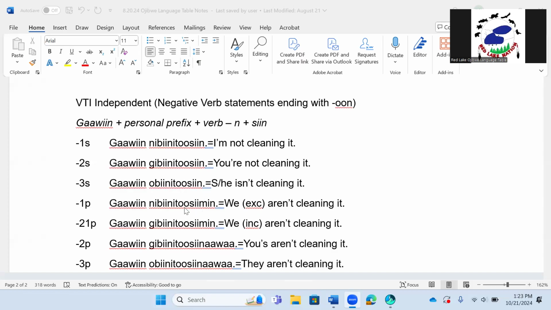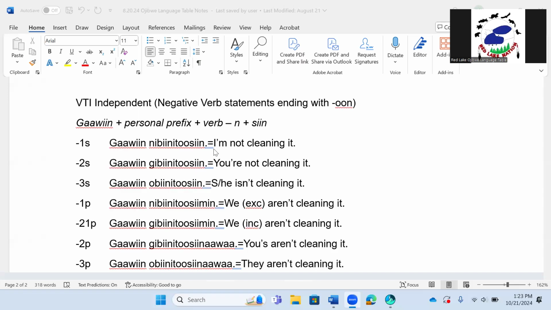And then we drop the n twice on here. Instead of bizhitun, it becomes bizhitusin. But then because of sin, we're just going to add min. Drop the n and add min. So you'll hear it. I know I'm kind of confusing everybody. I hope I'm not, but here we go. Negative 1S, I am not cleaning it. Gawin ni bizhitusin. I'm not cleaning it.